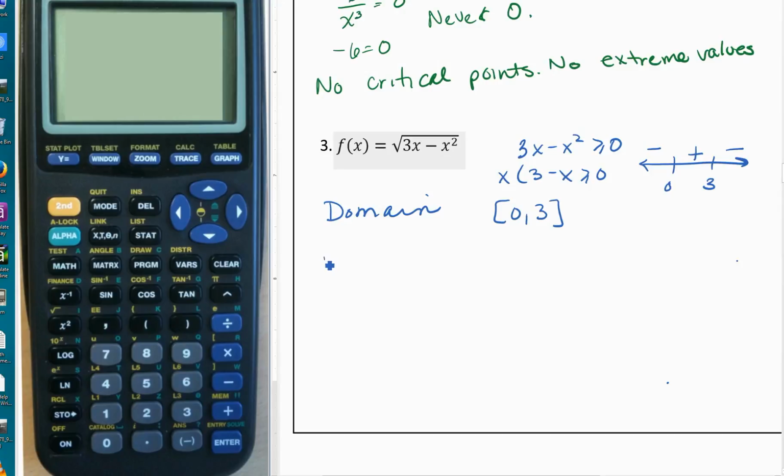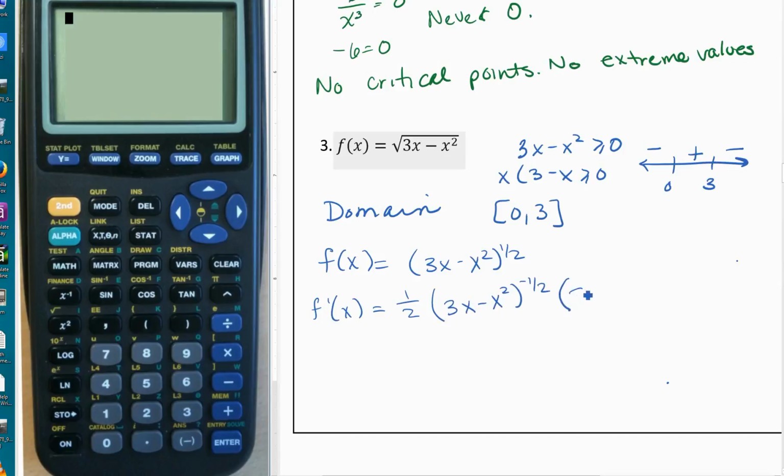Now, before we take our derivative, I want to rewrite f of x. So I'm going to rewrite this as 3x minus x squared to the 1/2. So when we take our derivative, we'll end up using the chain rule here. We're going to have 1/2 times 3x minus x squared to the -1/2 times 3 minus 2x. Now, this is one of those cases where rewriting this in the proper, most simplified form is helpful.